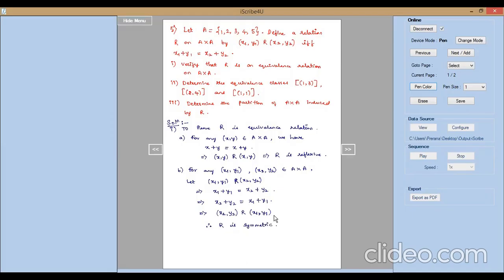Now the third part of the problem is to prove transitivity. If I prove symmetric, reflexive and transitive, that gives me an equivalence relation. Correct? So thirdly, we have to prove that R is transitive. So I consider three ordered pairs. For any (x1, y1), (x2, y2), (x3, y3) belonging to A cross A, I'll just write down in the next page.